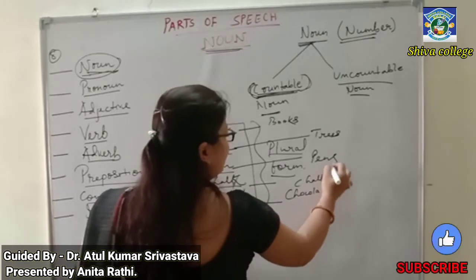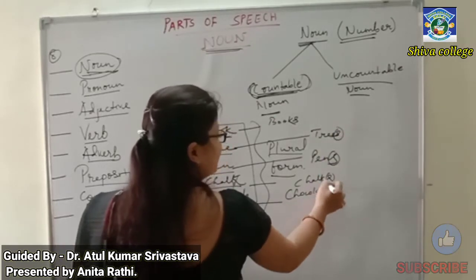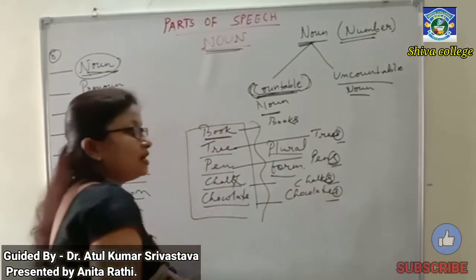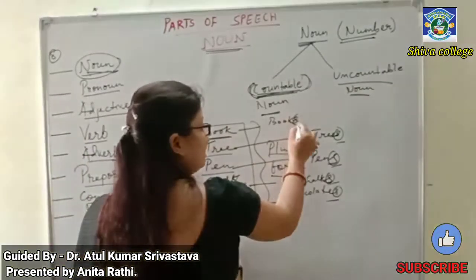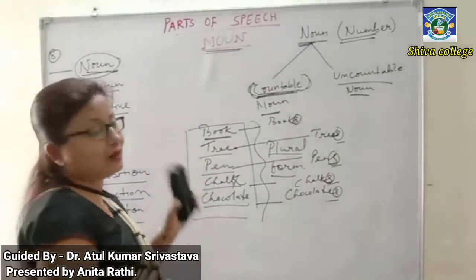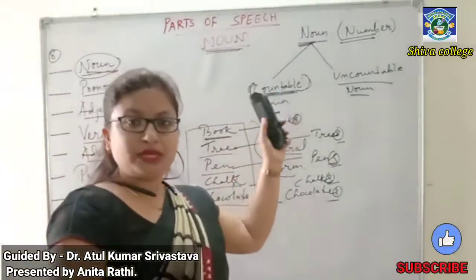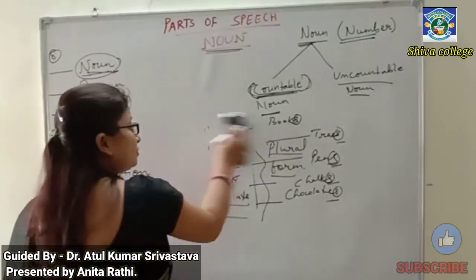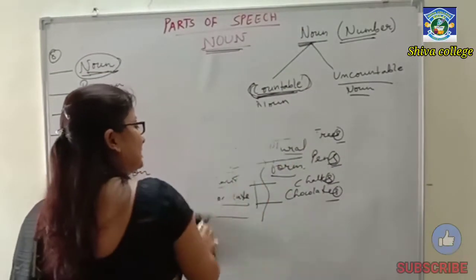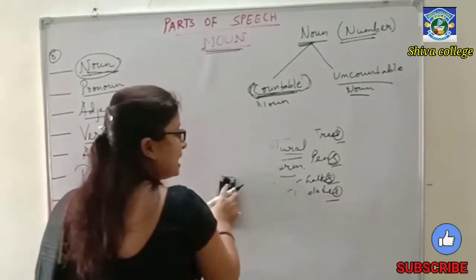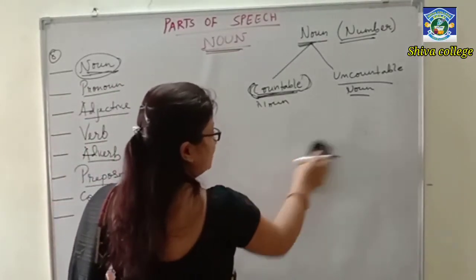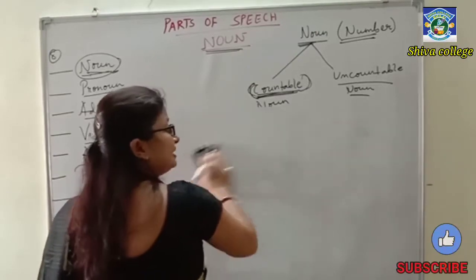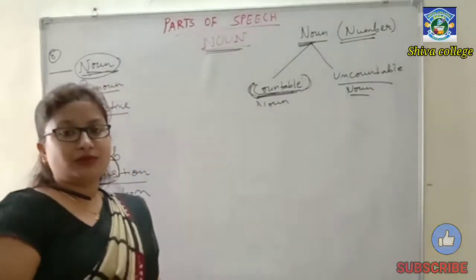So here in each of these words you have seen that you have got its plural form. So whenever you are getting plural form of any word, that comes under countable noun. So in countable noun we have seen that things which can be counted are called countable nouns. That means which has its plural form are called countable noun.